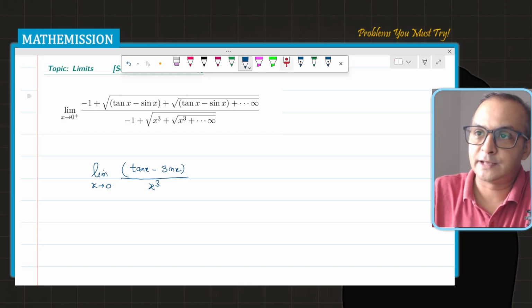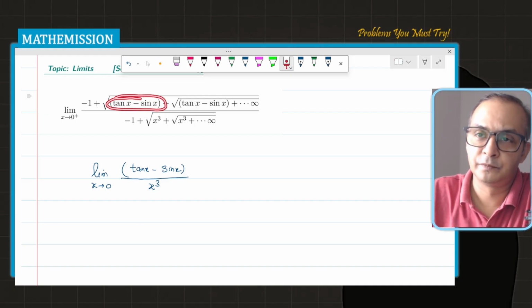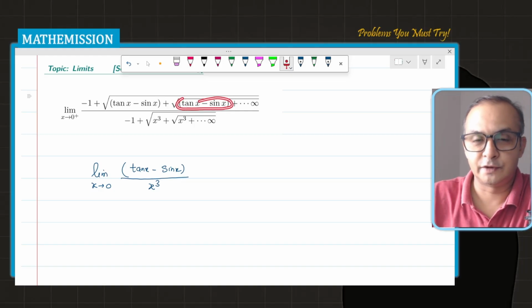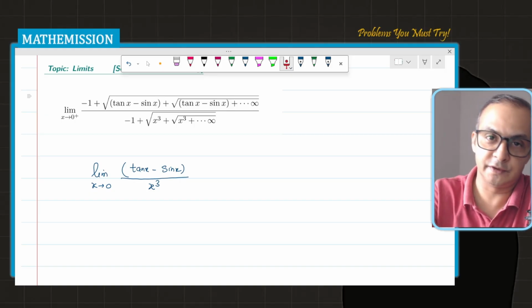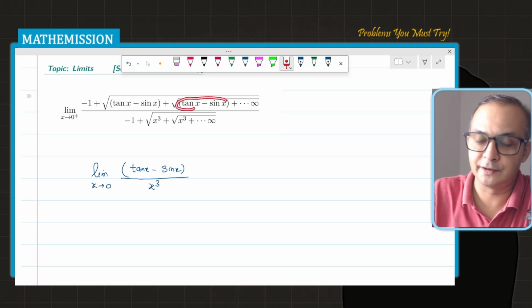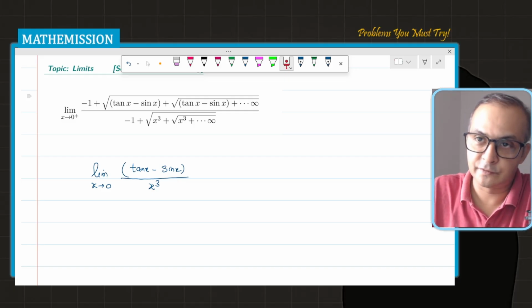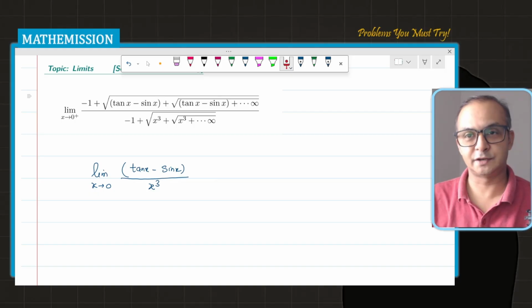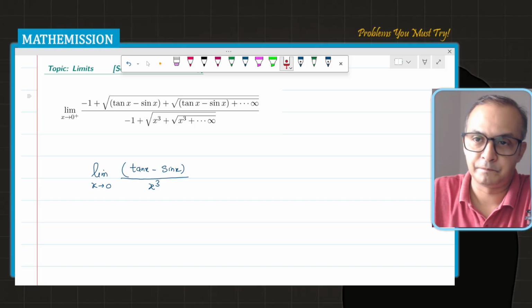So here what is happening is that tan x minus sin x has some value, and we are taking the square root of the same value and adding it. When we take the square root of any value lying between 0 and 1, it will be greater than the original value, meaning the root of tan x minus sin x will be higher than tan x minus sin x itself. It means we are adding some value, so we are not decreasing the value, instead we are increasing it. So it shouldn't approach 0. Therefore, the answer cannot be 1.